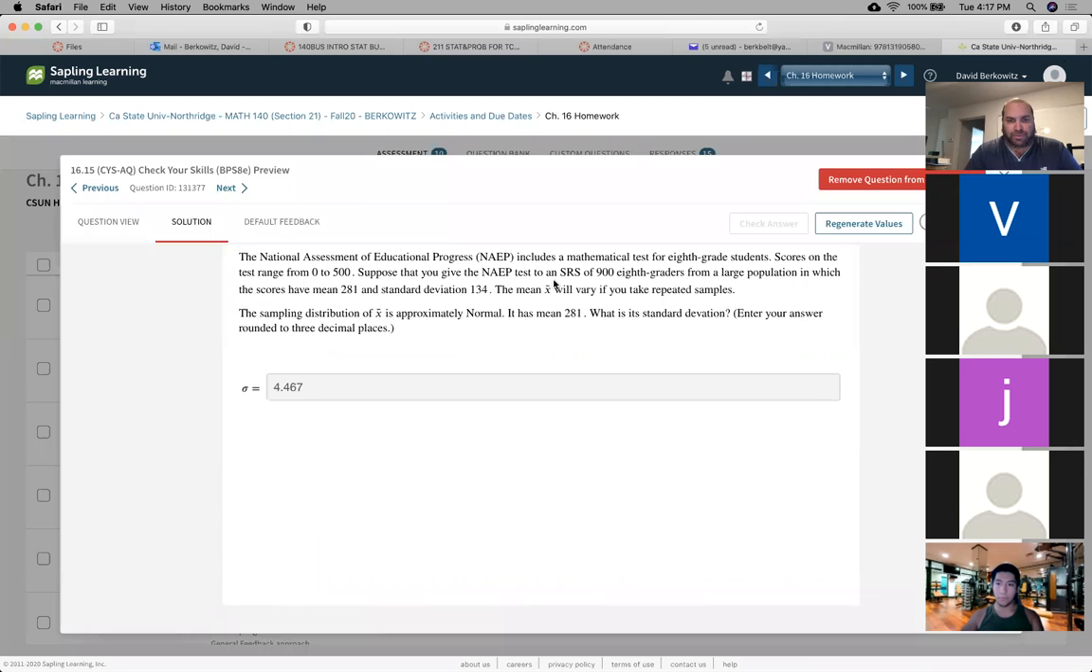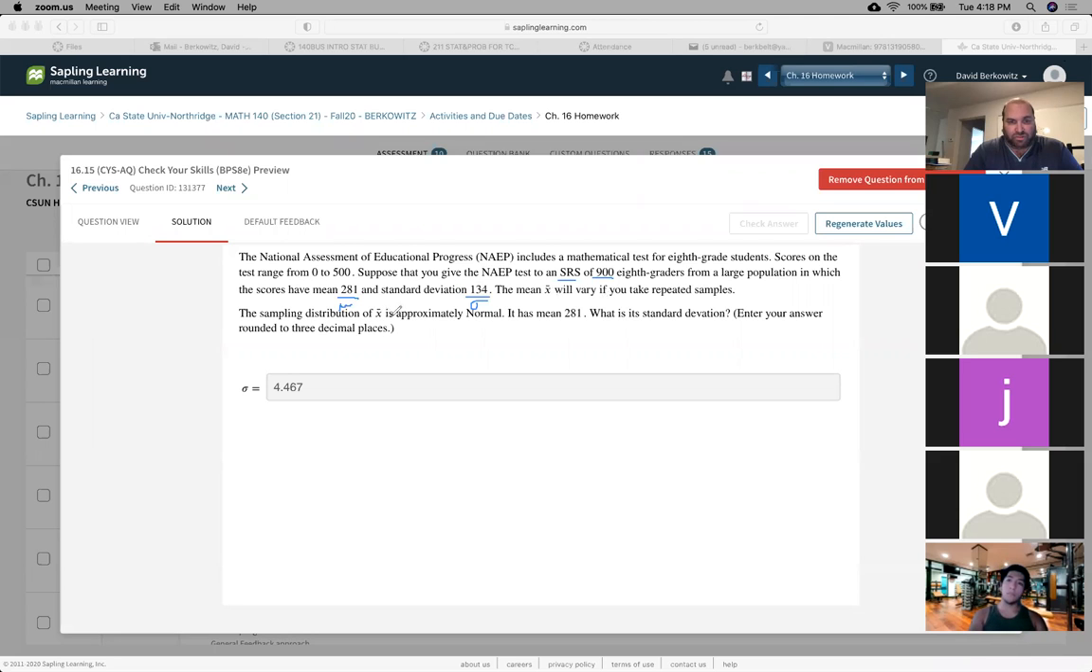Suppose you give the NAEP test to an SRS of 900, that's my n, from a large population in which the scores have a mean 281, this is my mu, and a standard deviation 134, this is my sigma. The mean x-bar is, of course, going to vary if you take different samples, right? Different samples are going to give you a different sample mean. Makes a lot of sense.